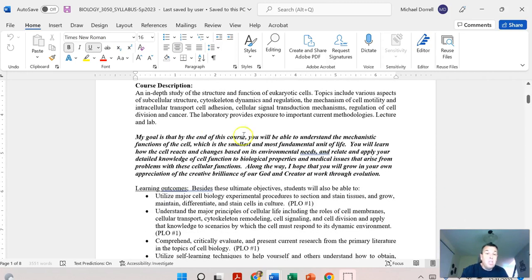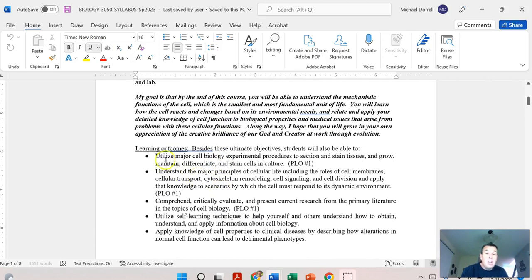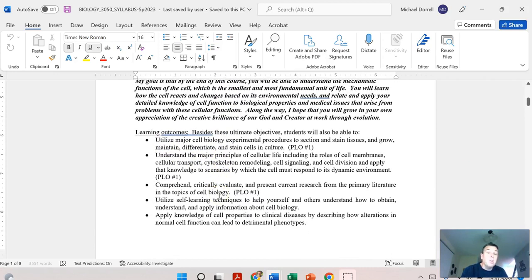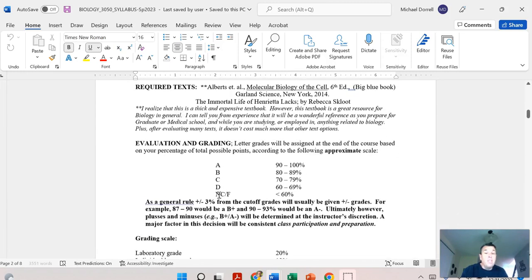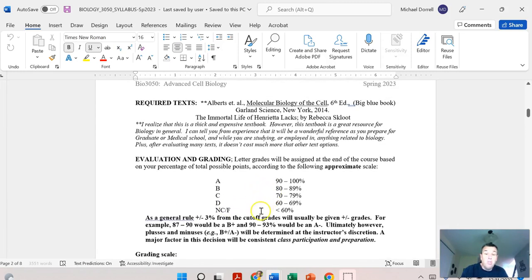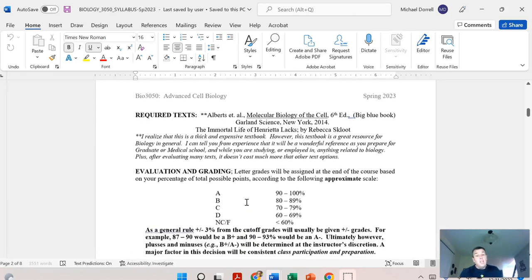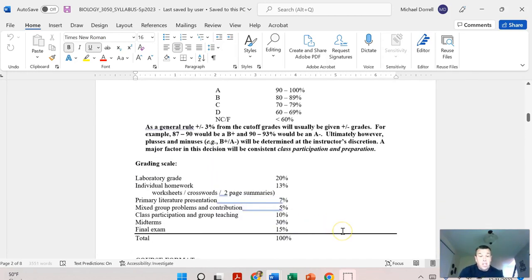So there's the PLNU mission and the course description. These learning outcomes are important because this is what you should be able to do by the end of the course, what we're going to learn. Then evaluation and grading and so forth. This is pretty standard. And here you can see the different grade distribution.